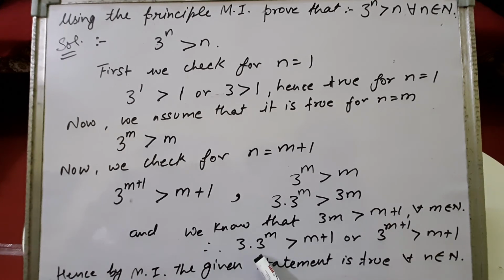So we can write 3 into 3 to the power m is greater than m plus 1. When we simplify this term, we get 3 to the power m plus 1 is greater than m plus 1. This is the m plus 1 statement that we had to prove, and we have proved it here. So what we'll write as the final statement: hence by mathematical induction, the given statement is true for all n belonging to natural numbers. Right children? Note it down please.